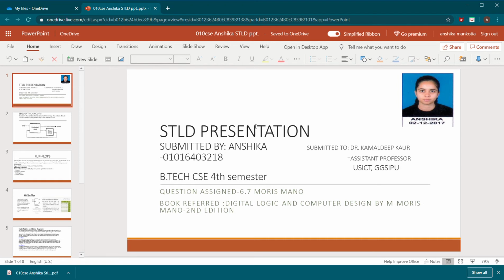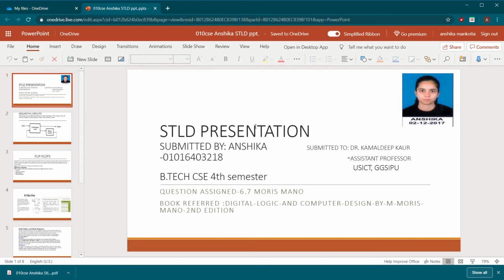I'm Anshika from BTech CSE 4th semester, and I was assigned a question from the chapter Sequential Circuits. In the question, a sequential circuit is given with three D flip-flops and one input. And in the solution, I have to make a state table and state diagrams.